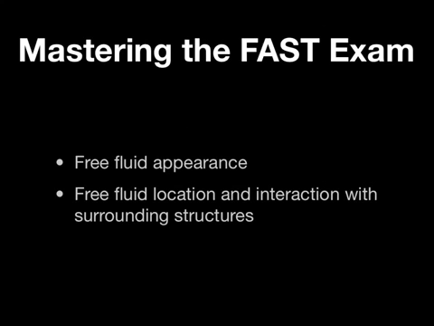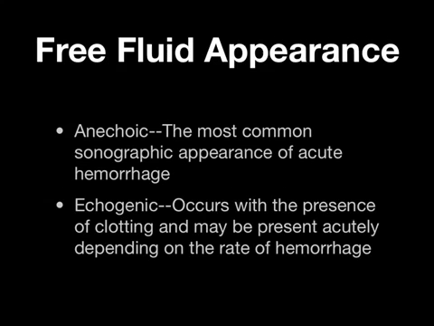To master the FAST exam, you need to know what free fluid looks like on ultrasound and where it's going to be located. Free fluid will either be anechoic, meaning a black area, or it will be echogenic. The most common sonographic appearance of acute hemorrhage is going to be anechoic. However, as clotting occurs, you're going to start seeing echoes within that fluid, and how quickly these echoes appear is going to depend on the rate of hemorrhage. It's not uncommon to see echogenic fluid in someone with acute hemorrhage.